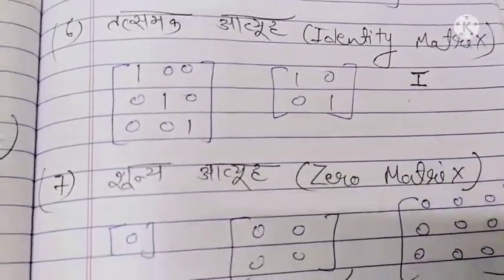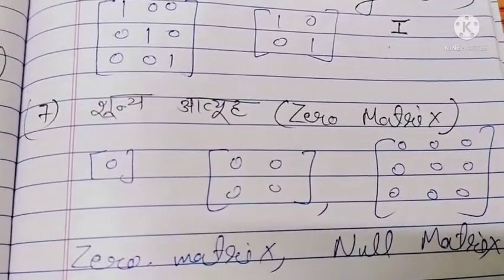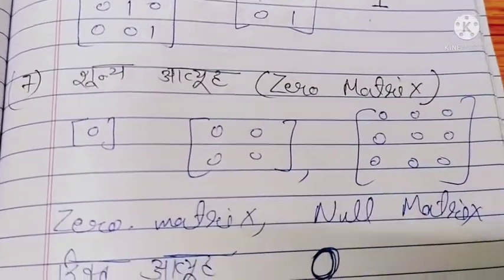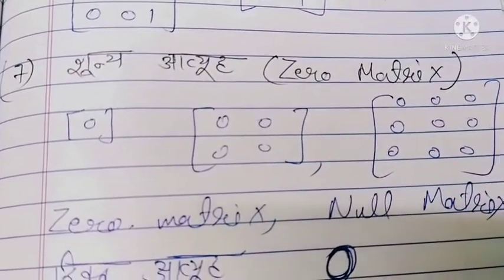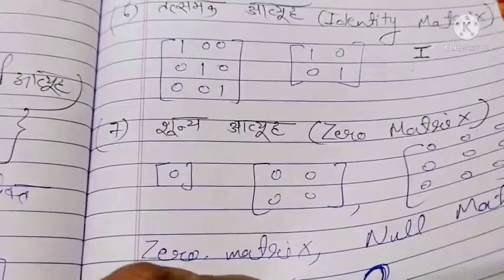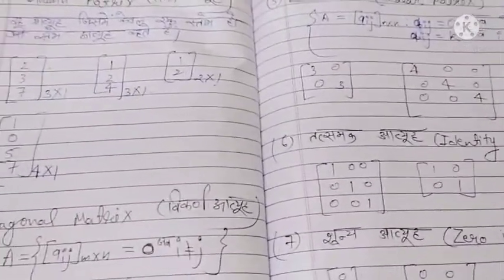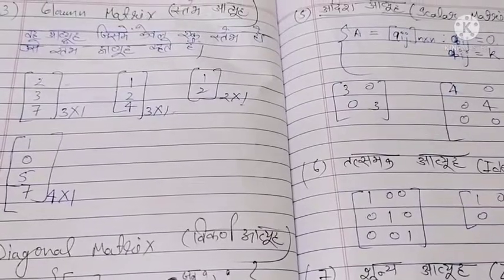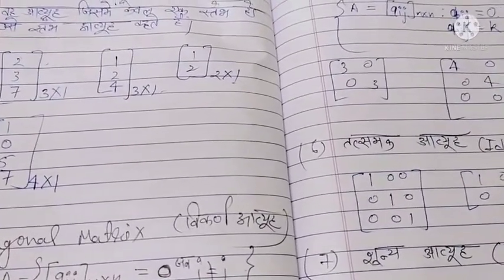Next one is the zero matrix. A zero matrix or null matrix is a matrix in which all elements are 0. We represent it by a bold 0 or bold O. This is a zero matrix. So these are the types of matrices for 12th students.